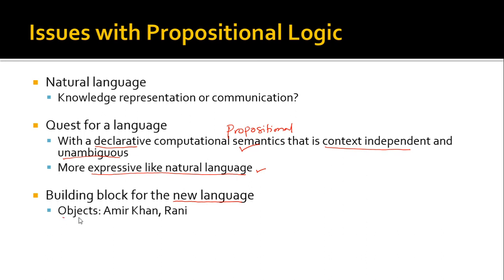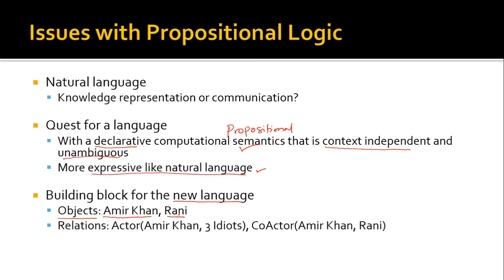We need to talk about objects. Whenever we communicate our ideas, whenever we store a piece of knowledge in our mind, we think in terms of objects. Like Amir Khan is an object, Rani Mukherjee is an object, right? We also relate the objects using certain relationships. For example, Amir Khan and the movie Three Idiots are related via this actor relationship. So Amir Khan is an actor in Three Idiots, and Amir Khan is a co-actor of Rani Mukherjee, right? So these are the relations which connect the objects.